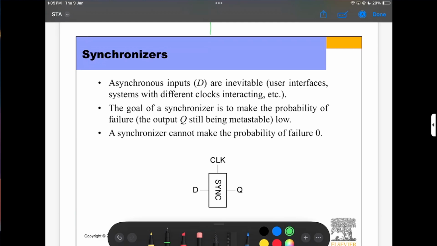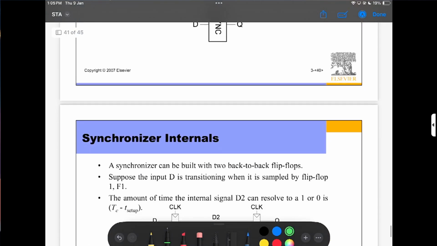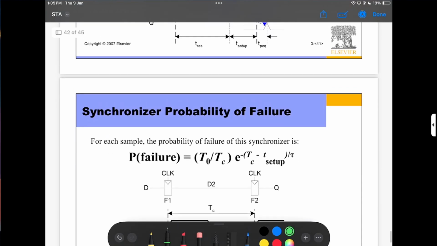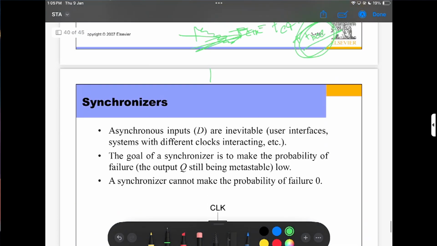Asynchronous inputs D are inevitable in user interface systems with different clocks interacting. The goal of a synchronizer is to make the probability of failure, the output Q still being metastable, low. A synchronizer cannot make the probability of failure 0. Okay, synchronizer internals, so here is the circuit. So how do we improve the probability of failure?